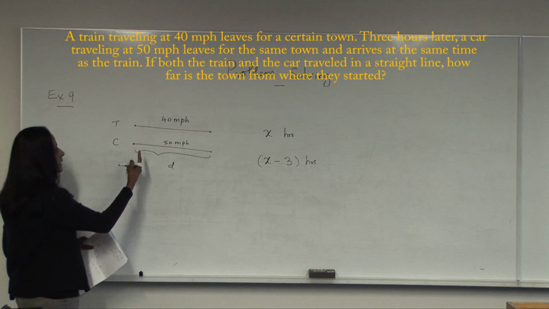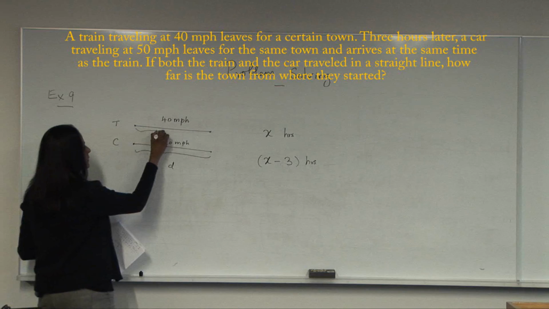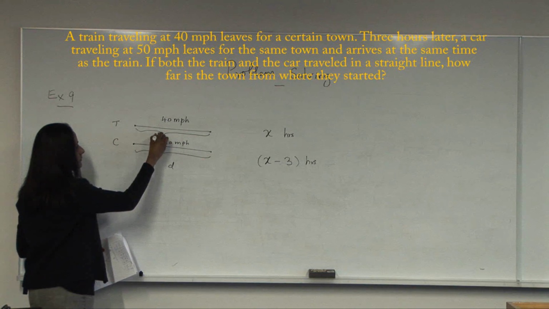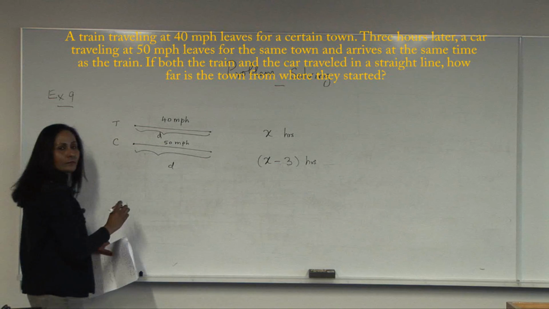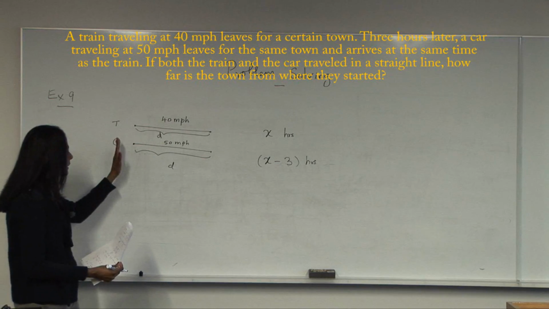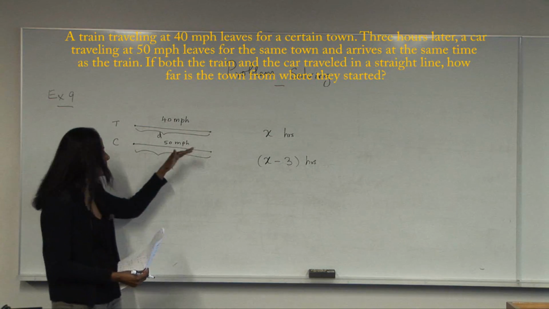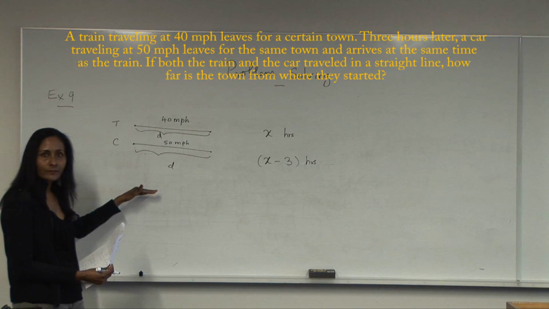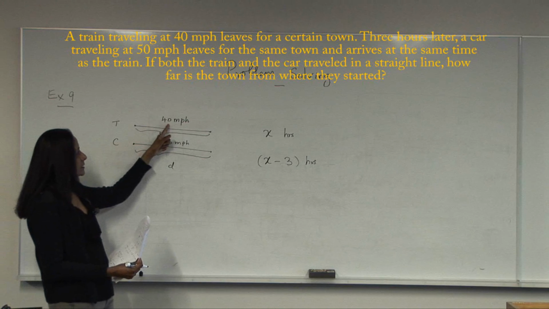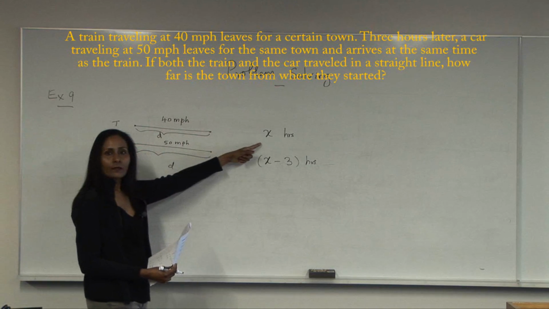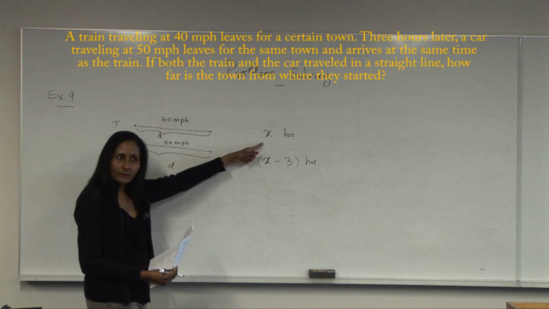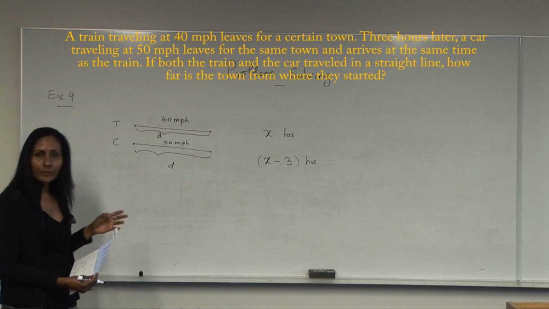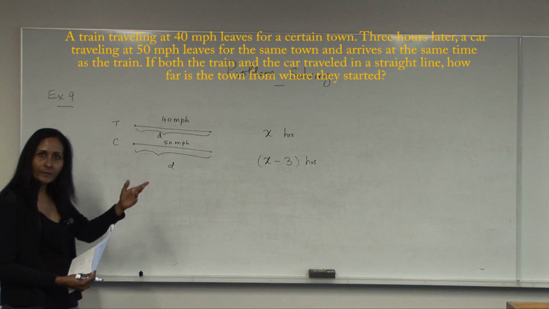So, here is the distance here, and is this one the same? Are these two the same? Yes, it is, right? Starting at the same point, going to the same town. So, the distance for the train and for the car, both are the same. Your rate is given and the time is given. What is the formula to find the distance? Distance is equal to rate times time.